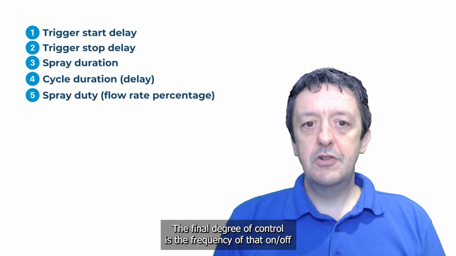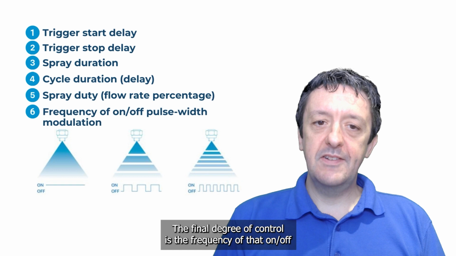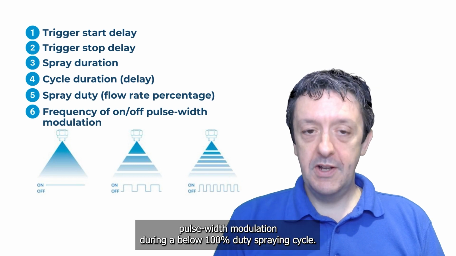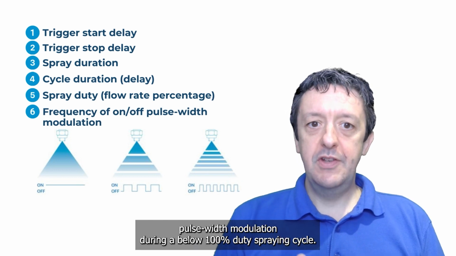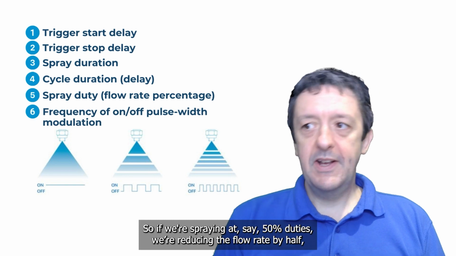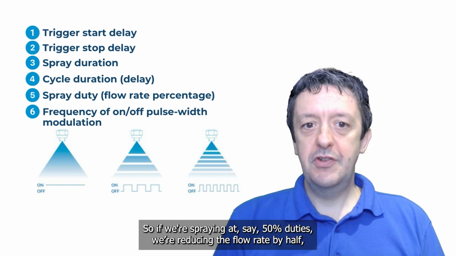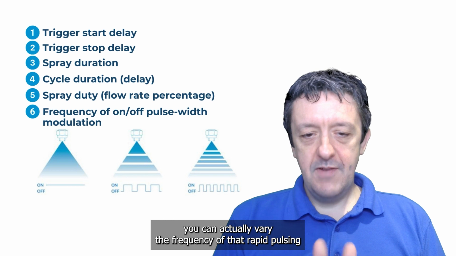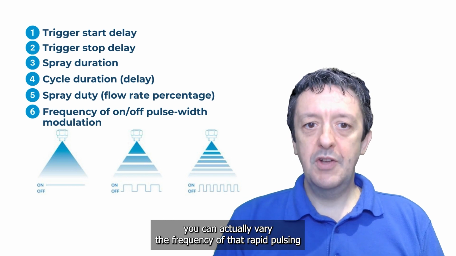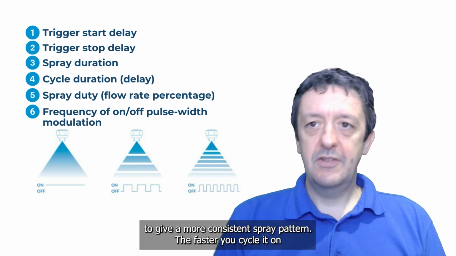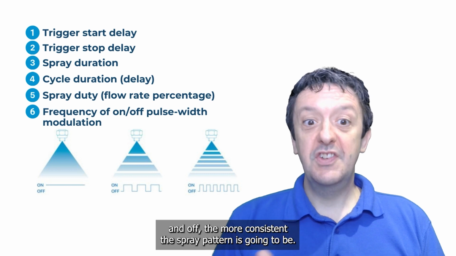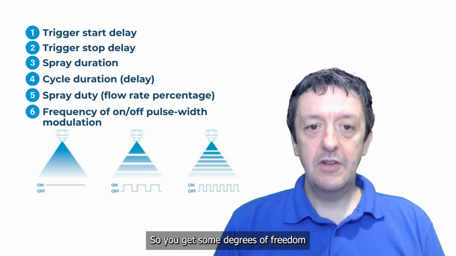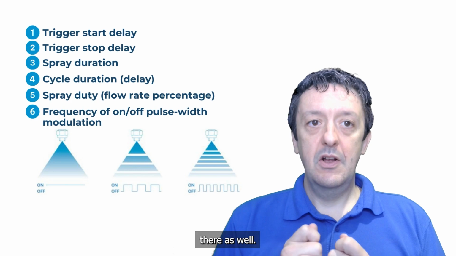And the final degree of control is the frequency of that on-off pulse width modulation during a below 100% duty spraying cycle. So if we're spraying at, say, 50% duty, so we're reducing the flow rate by half, you can actually vary the frequency of that rapid pulsing to give a more consistent spray pattern. And the faster you cycle it on and off, the more consistent the spray pattern is going to be. You get some degrees of freedom there as well.